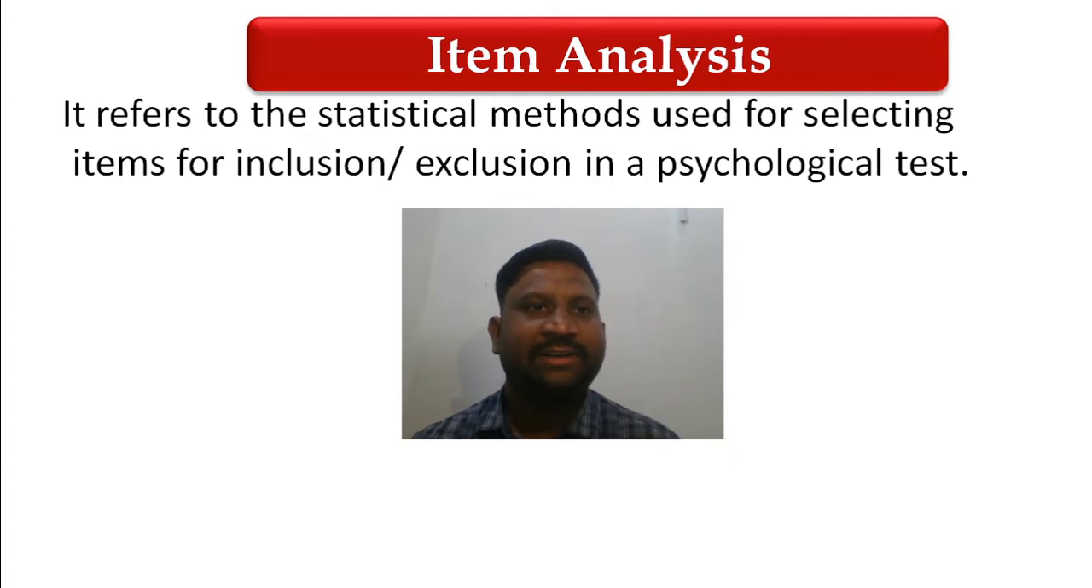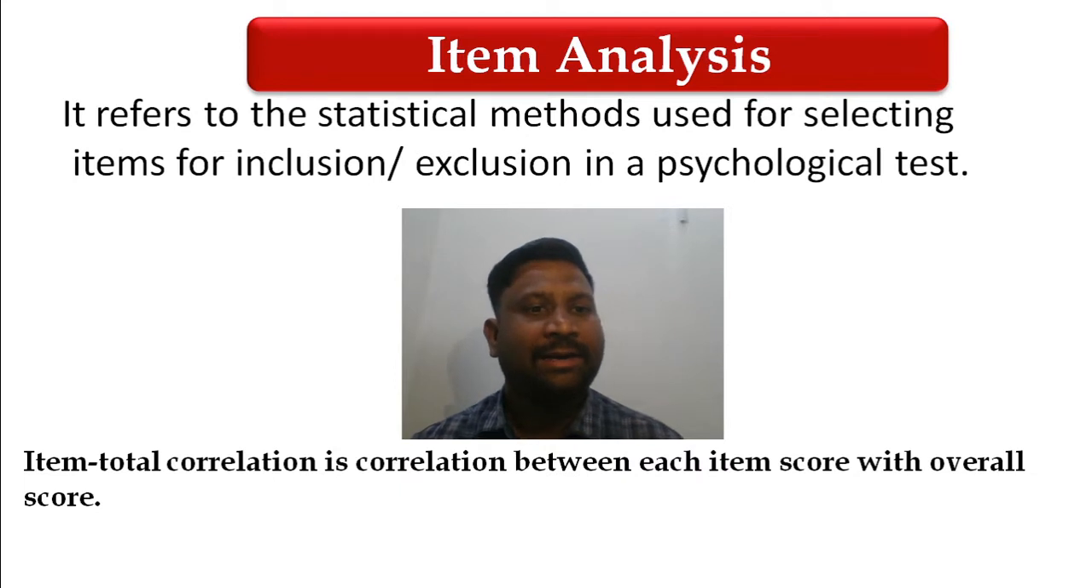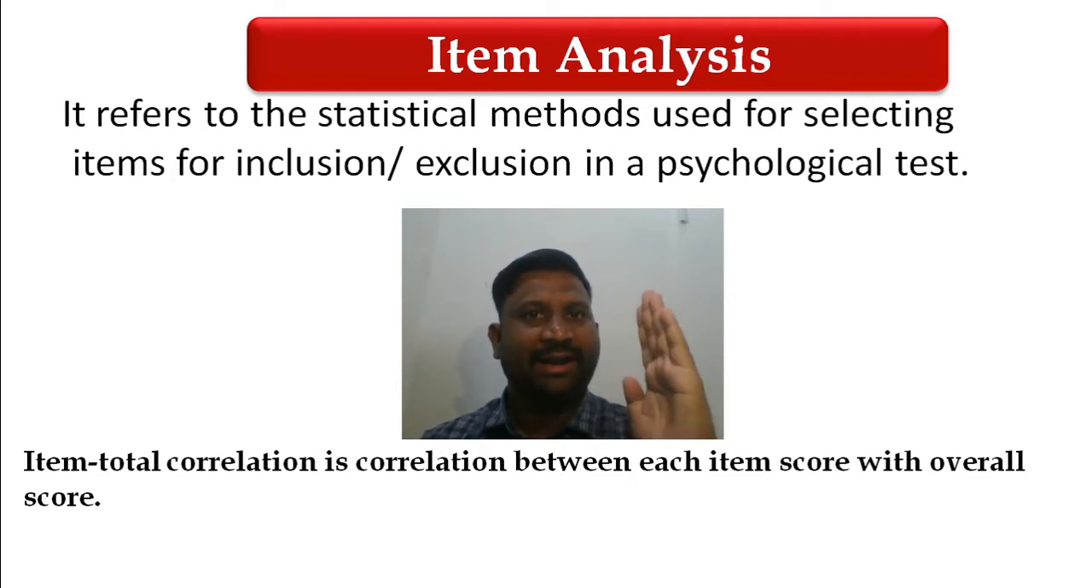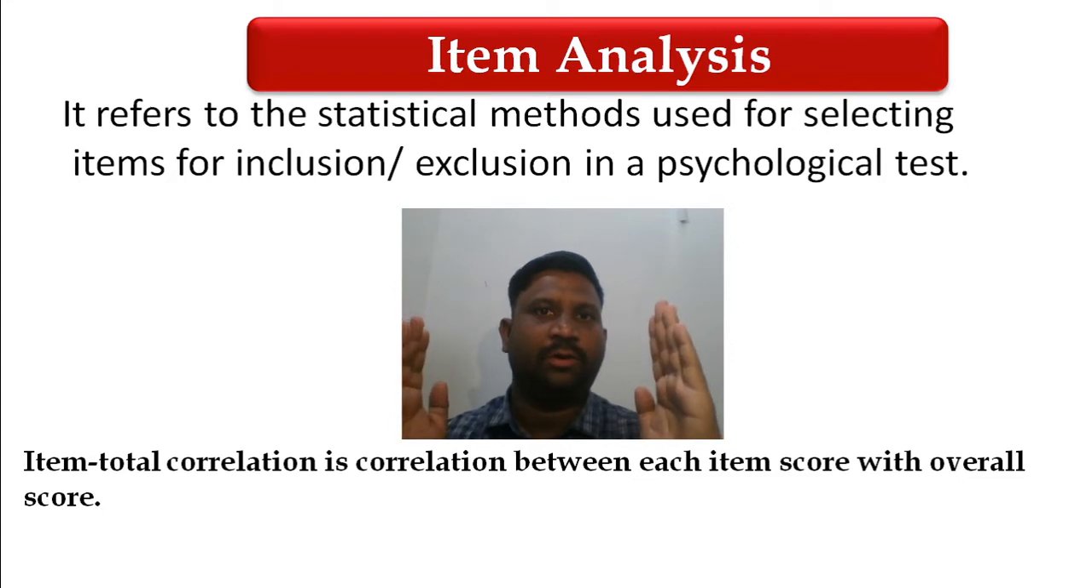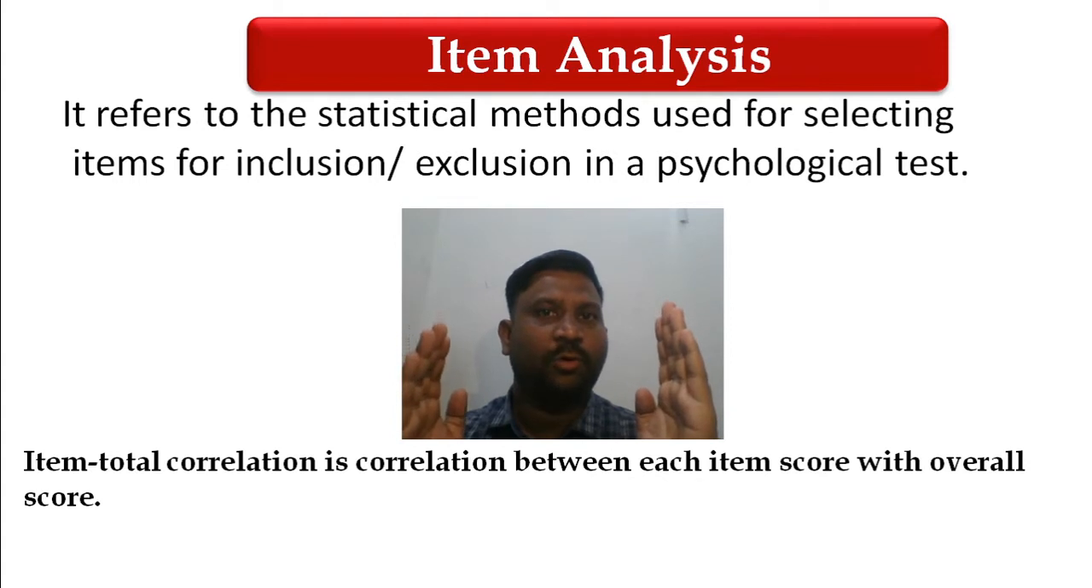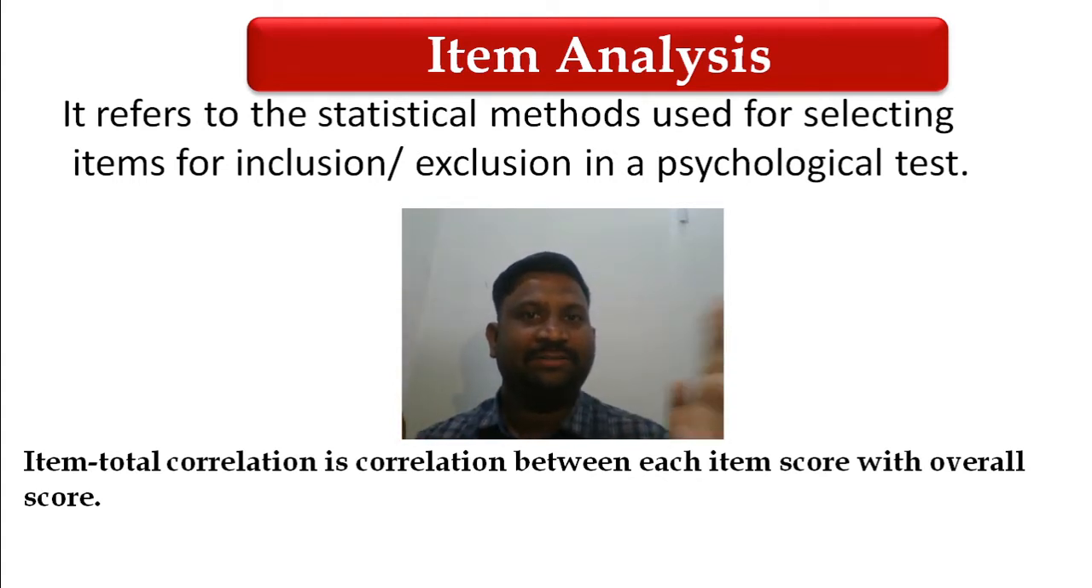For behavioral research, for the aptitude scale, for the attitude scale, one of the methods is item total correlation, that is point biserial correlation, that is the correlation between each item score and the total score. It means the score on one item with the overall score. If the correlation between one item and the overall score is high, it means this item is contributing towards the high score. It means we can include that item.